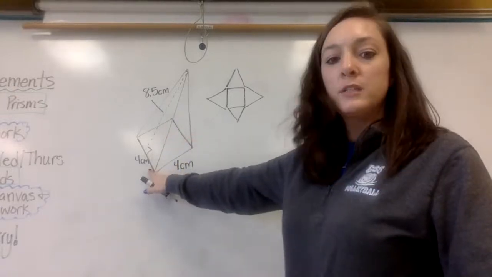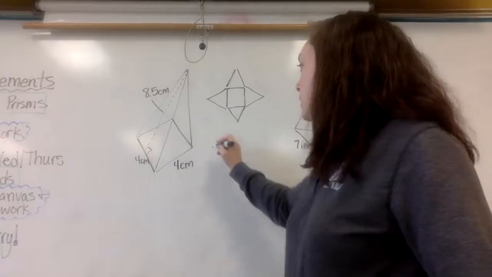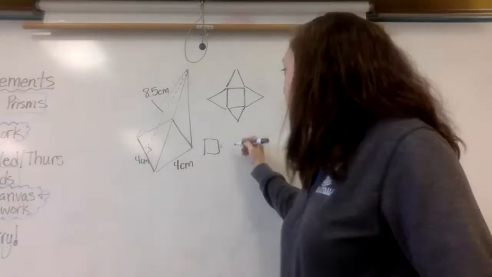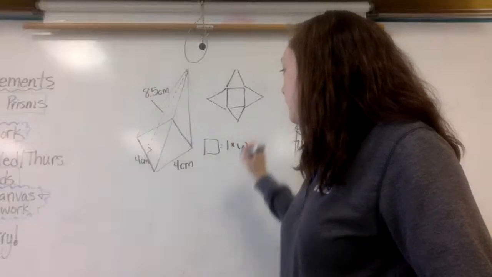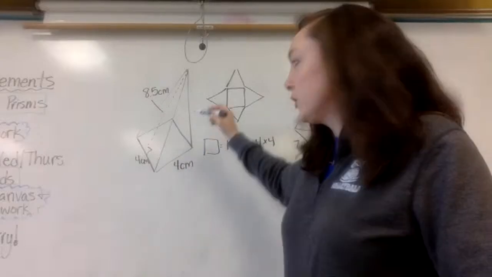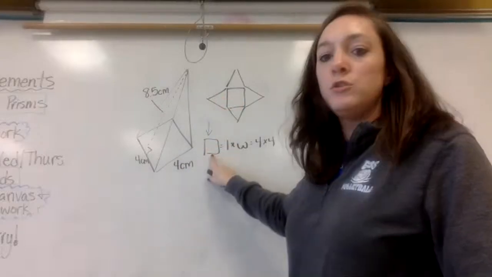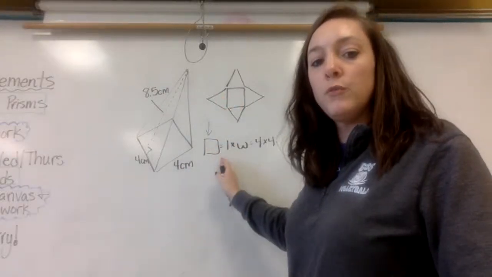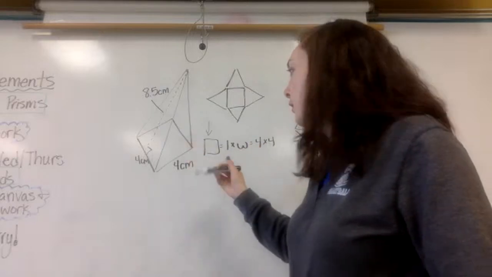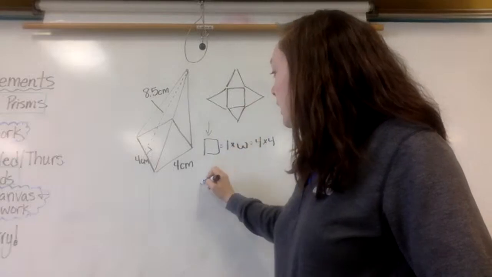So I've got 4 centimeters and 4 centimeters. So I'm going to draw my square. Area of a square is length times width. And I can do that easily, 4 times 4. Remember, the first step is always to draw the shapes, write your formulas, plug in your numbers, then we're going to calculate it all. All right? And we said we have 4 triangles.